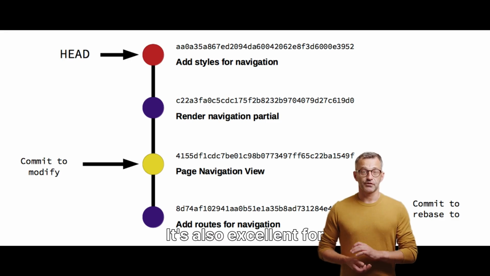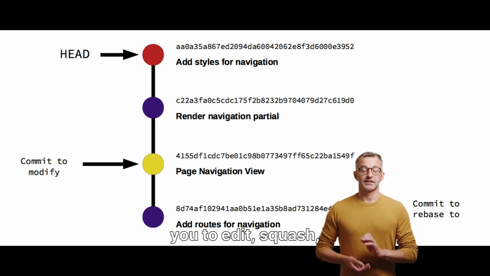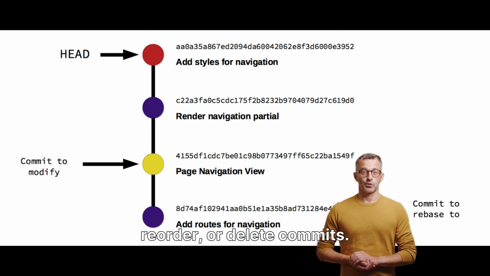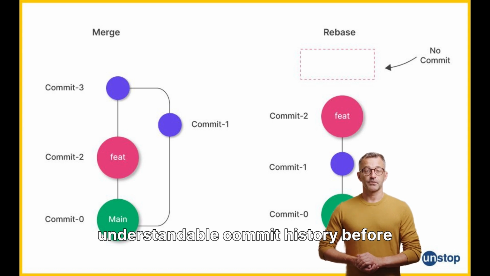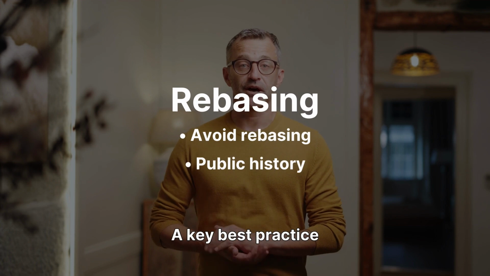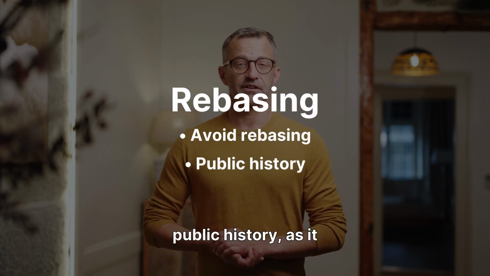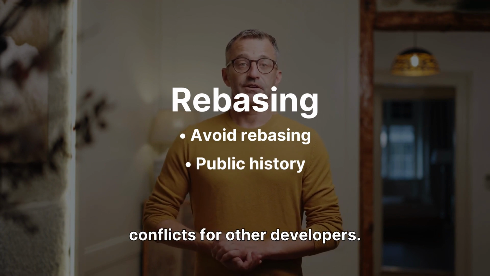It's also excellent for cleaning up commit history, as interactive rebasing allows you to edit, squash, reorder, or delete commits. This process helps create a more logical and understandable commit history before merging, especially for private branches. A key best practice is to avoid rebasing public history, as it can cause confusion and conflicts for other developers.